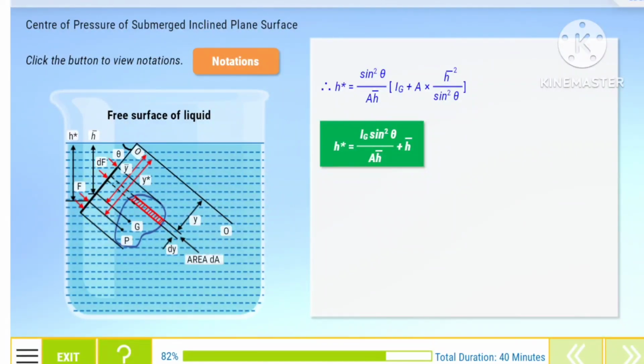If theta is equal to 90 degrees, then the equation for inclined surface becomes equal to the equation for vertically plane submerged surfaces. In the last equation, Ig is equal to the moment of inertia of the inclined surface about an axis passing through G and parallel to O dash O.